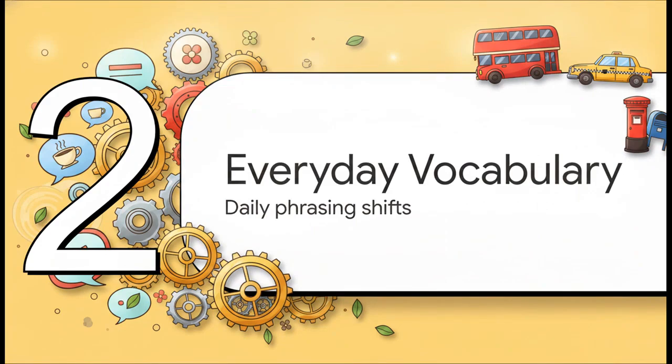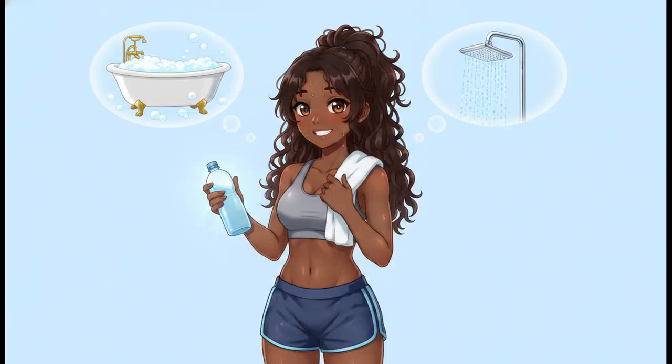Section 2. Everyday vocabulary and phrasing. Let's look at daily habits. Picture yourself finishing up a really tough workout at the gym. You're sweating, you're exhausted. In British English, when it's time to clean up, you have a bath or you have a shower. For instance, I had a long bath yesterday. But in American English, the verb shifts completely. An American will take a bath or take a shower. They'd say, I took a shower right after the gym.